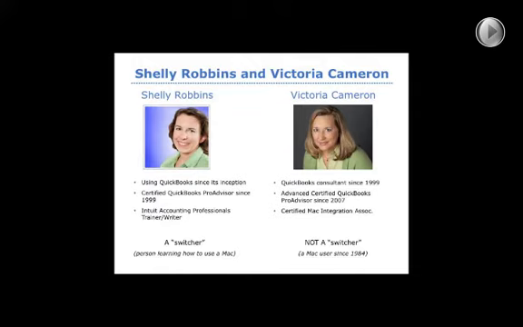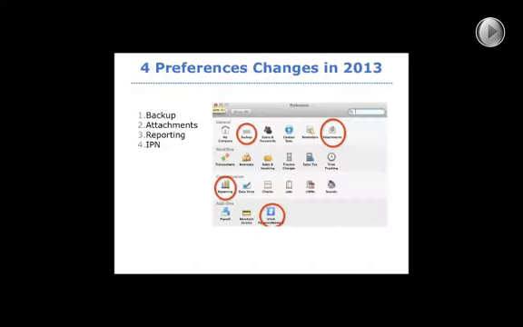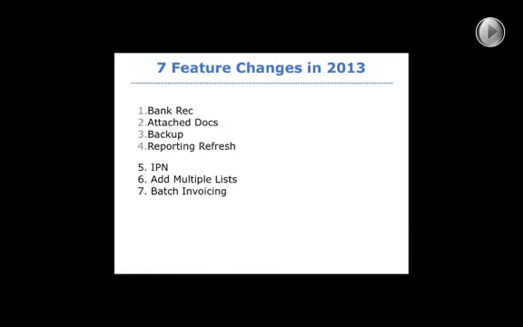And if you weren't able to attend that, it is up on my YouTube channel, so you can see it there. And this is sort of the highlights from that. There were 4 preference changes in the 2013. So we had changes to backup, we had attachments, which is new, a new little feature in reporting, and then the IPN, which wasn't there at all before. So we've got those 4 things that you'll notice in the preferences, and then also we've got these feature changes in 2013. So, excuse me, some pretty significant changes in the bank rec.